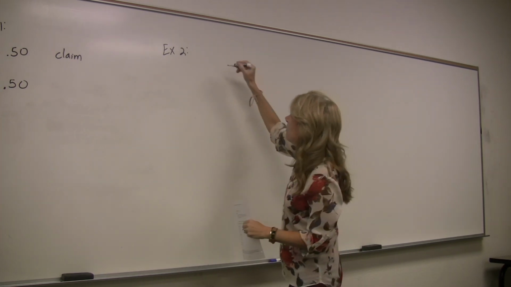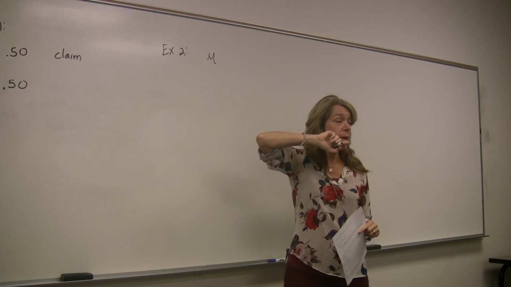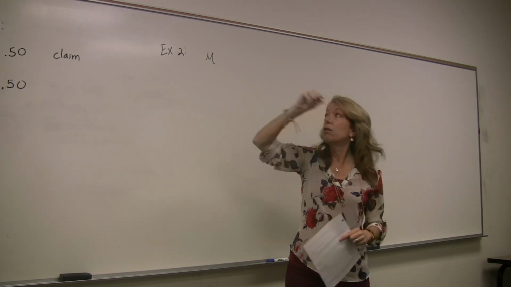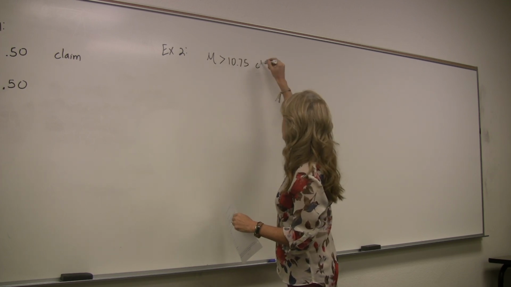Let me just write. So mu, because we're talking about the mean for the population. I'm not going to put an H0 on each one yet. Mu greater than 1075. We agree this is the claim?